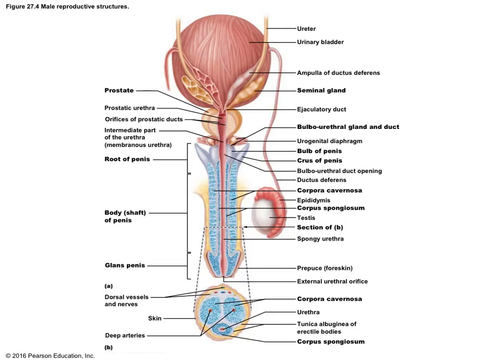So the spongy erectile tissue goes along the shaft or the length of the penis. And then in a cross-section you can see the two corpus cavernosa that sit on top, and the corpus spongiosum through which the urethra travels.